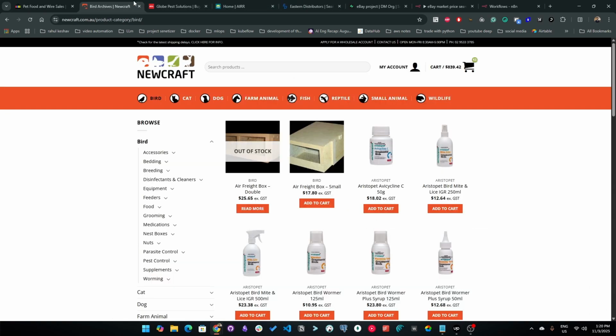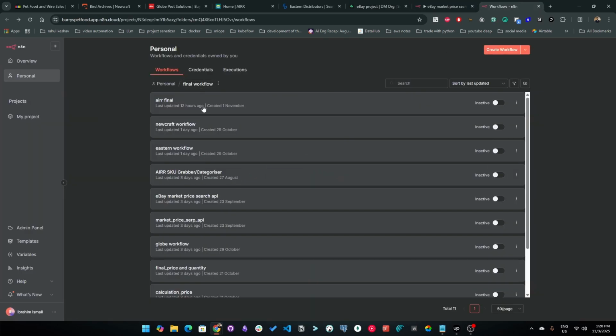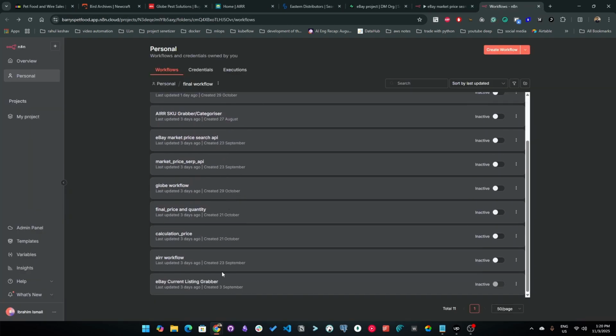For all the scraping we use Python and Supabase, and then finally we have this many workflows. After getting all this data from eBay, we do many calculations. Most of the calculation we do on n8n. These are the workflows, like calculating the price at which we have to sell. We use SERP API for market research, for searching and getting the market price.